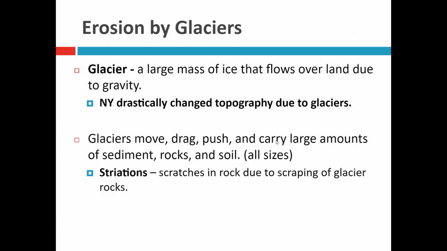All right, last type are glaciers, another agent of erosion. Glaciers are large masses of ice that flow over land. Don't mistake them with icebergs. Icebergs are ice that floats in the water, like, iceberg dead ahead, right?